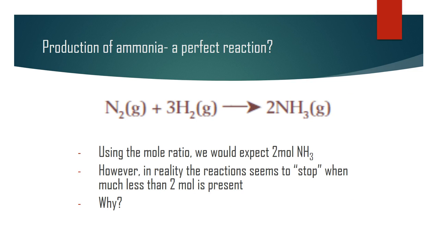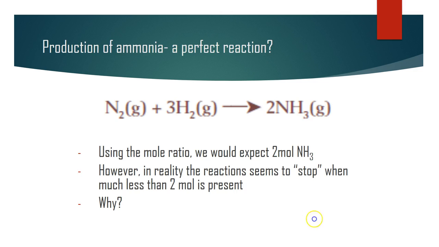So this is what we would expect. We would expect that if we could react this in the correct ratios, according to stoichiometry, we would always produce 2 moles of ammonia for every mole of nitrogen. However, this doesn't happen. What seems to happen is the reaction seems to stop, we get a less than 100% yield, and there's not much that we can do to drive this reaction further. So if we just let it go, we never get those 2 moles of ammonia no matter how long we leave it.